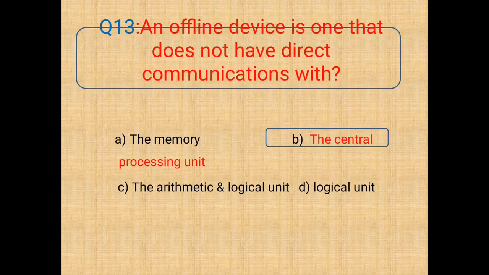Question 13. An offline device is one that doesn't have direct communication with A, the memory, B, central processing unit, C, the arithmetic and logical unit, and D, logical unit. So an offline device is a device which doesn't have direct communication with the central processing unit. We have the correct option B, the central processing unit.